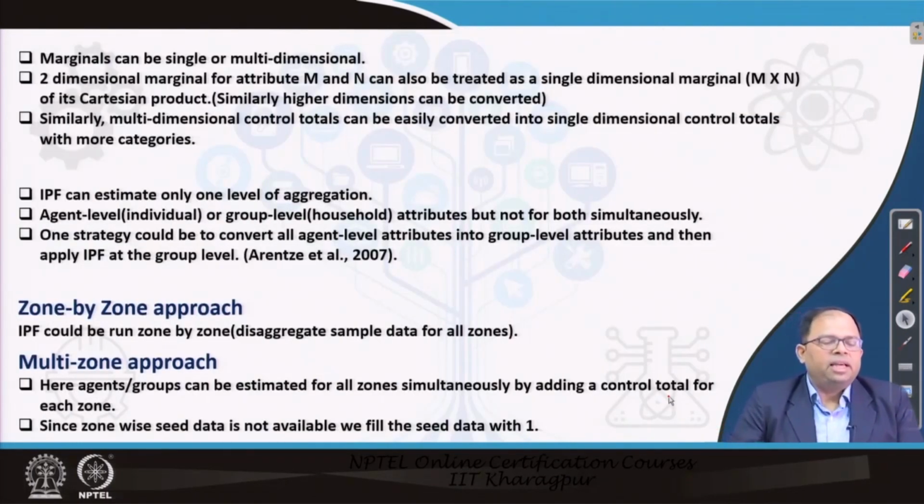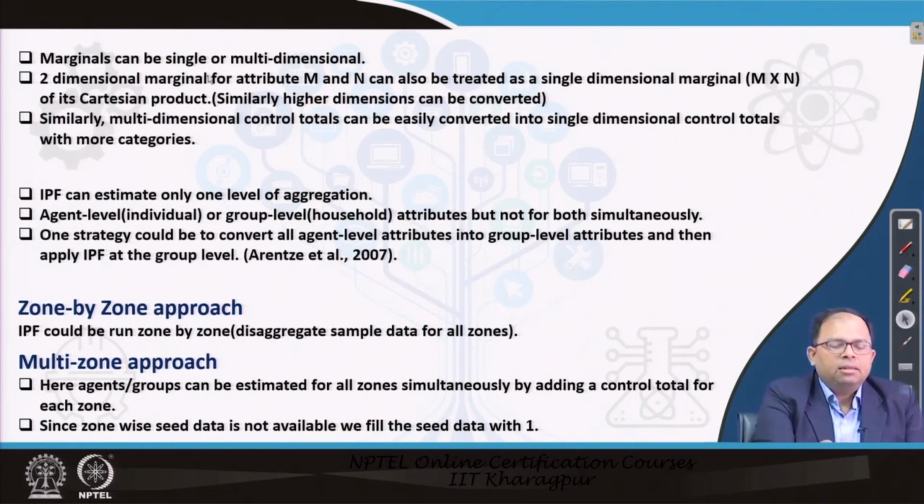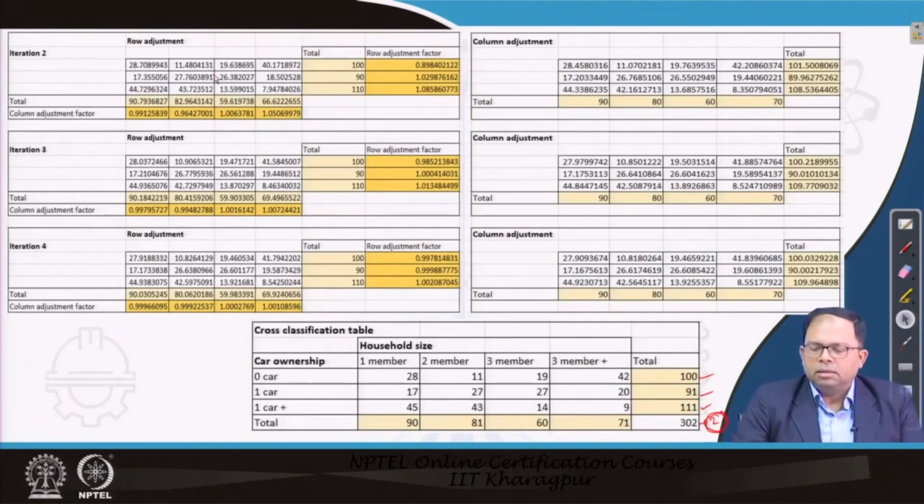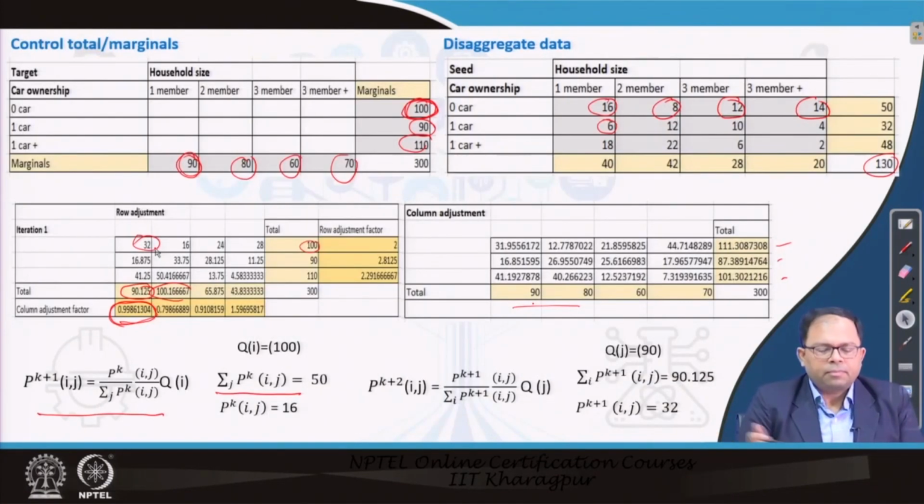As we have seen, marginals can be single, that means this is a single marginal, where we have to match these total values, and this is a two-way. If we need to match values where both factors are required, like over here, if this becomes a marginal, then we will call it a two-way marginal. That means 2 factors have to be matched.